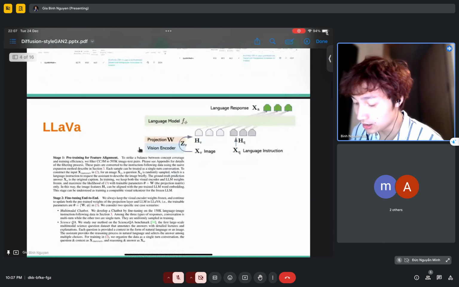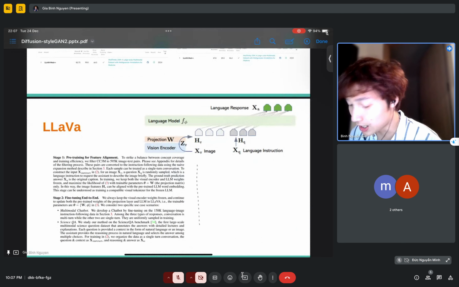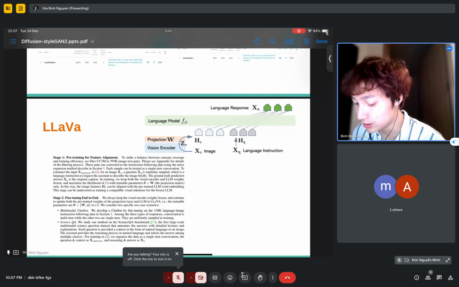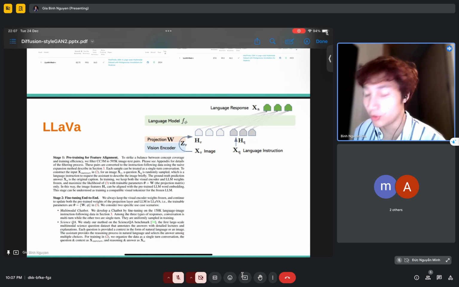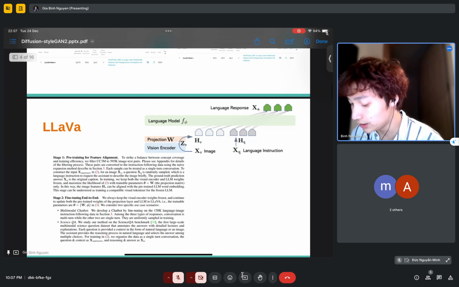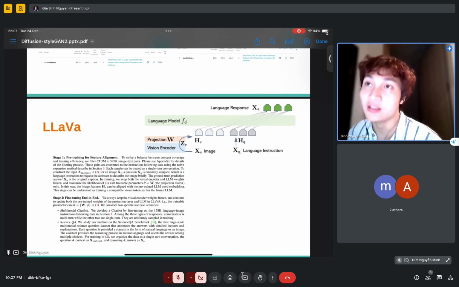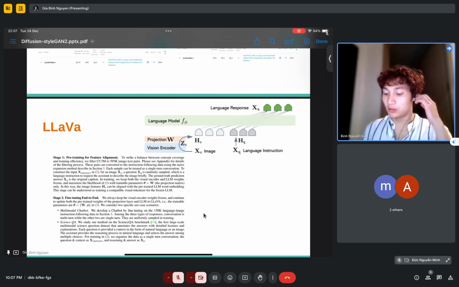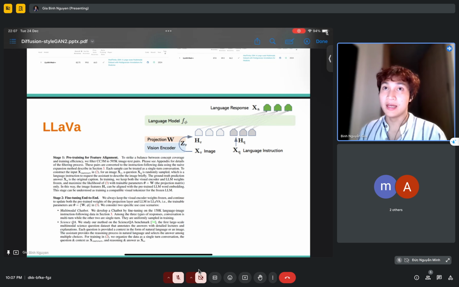Here is how the LLaVA model is trained, and its architecture. Don't worry about it, we will go deeper later in this seminar. You can see here the pre-training has two stages for the LLaVA model, and here is the architecture.